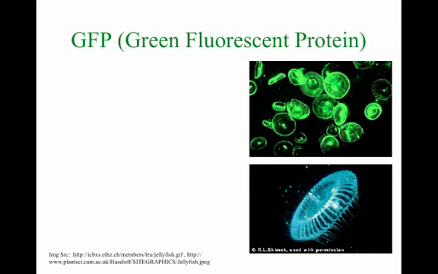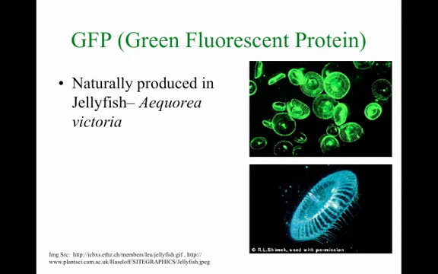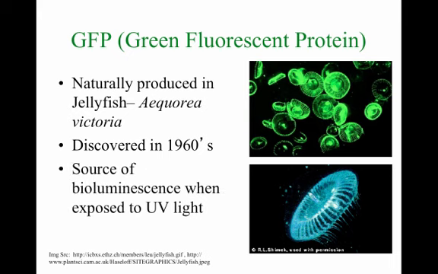GFP stands for green fluorescent protein. You can actually see some pictures of it occurring naturally in organisms in this slide. GFP is naturally produced by a jellyfish. It's actually called Aequorea victoria. It was first discovered in the 1960s, and it's a source of bioluminescence. When you shine UV light on the jellyfish, they actually glow green.